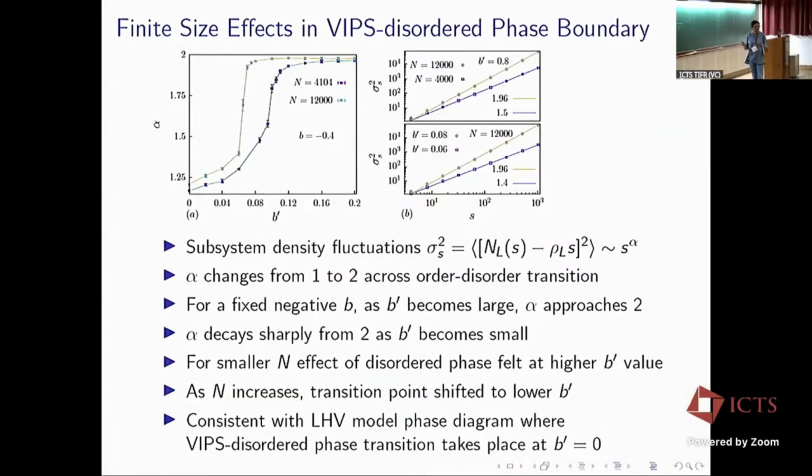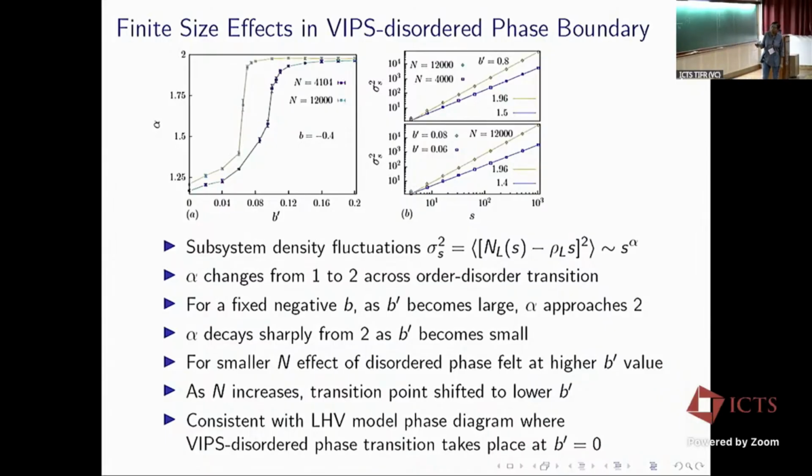That number will fluctuate, and we calculate the variance and see how this variance scales with the box size. If it was a homogeneous system, then the variance will scale linearly with the box size, alpha is 1. On the other hand, if it is a perfectly clustered state, then the variance will scale as S squared, alpha is 2. So as alpha makes a transition from 1 to 2, that can be taken as an order-disorder transition.